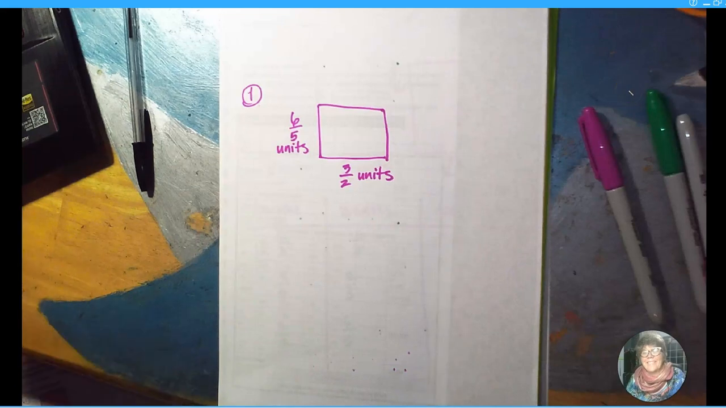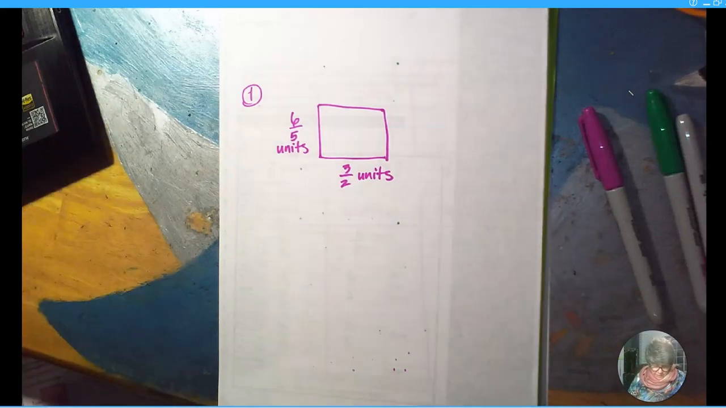Okay, here we are in lesson 11, video 2, and this is number 1 in your book, and it says find the area of the rectangle. And what do we notice about this rectangle? Make sure you're taking notes in your book. Do you notice that the side lengths are both fractions? That's to be expected. We're studying that this lesson.